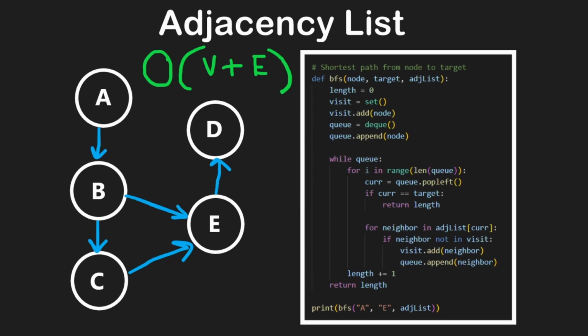The space complexity, though, is a bit more simple. We know in the worst case, we could add every single node to the visit hash set and every single node to the queue. So the memory complexity is going to be big O of v, where that's the number of vertices, of course.